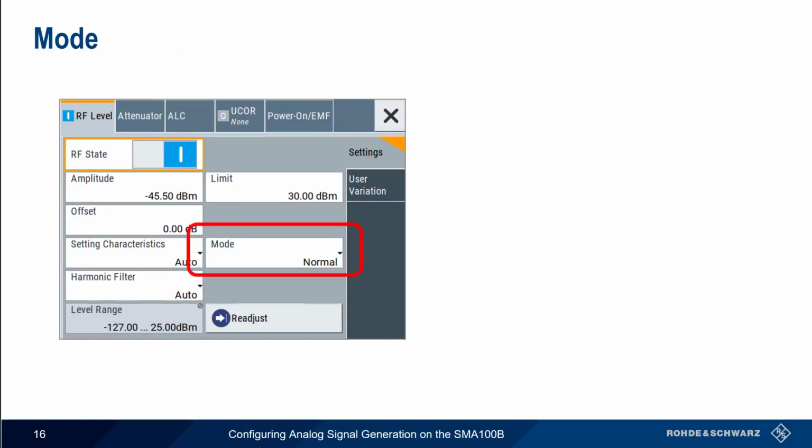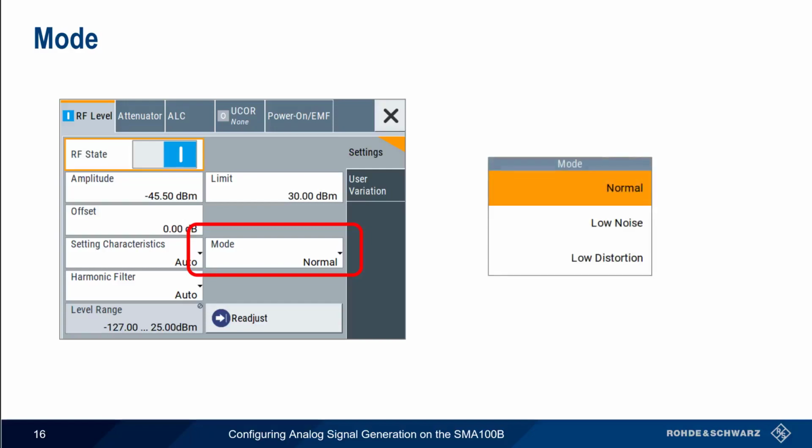Mode allows us to optimize our RF output signal for improved harmonic distortion or improved wideband noise. There are three different modes. Normal strikes a balance between signal-to-noise ratio and distortion. Low noise optimizes our signal-to-noise ratio by reducing noise, but at the cost of increased distortion or harmonics. Low distortion, on the other hand, minimizes these harmonics or distortion, but decreases our signal-to-noise ratio.